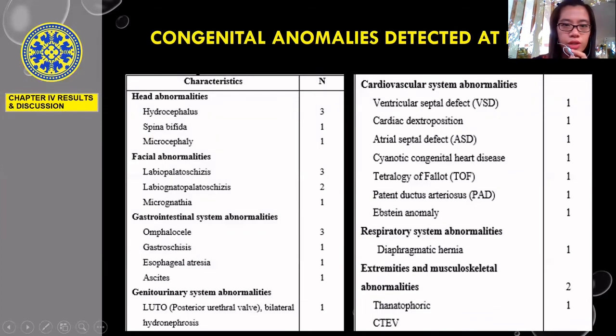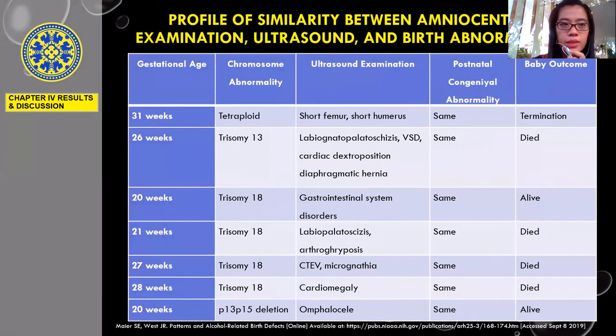And for congenital anomalies detected at birth, we found hydrocephalus in 3 patients. And the profile of similarity between amniocentesis examination, ultrasound, and birth abnormalities from the 7 patients with abnormal chromosomes: the first patient was at 31 weeks. We found tetraploidy, and from the ultrasound, we found short femur and short humerus. And postnatally, after the termination, we found the same thing.